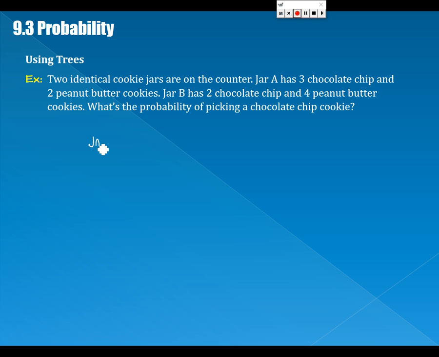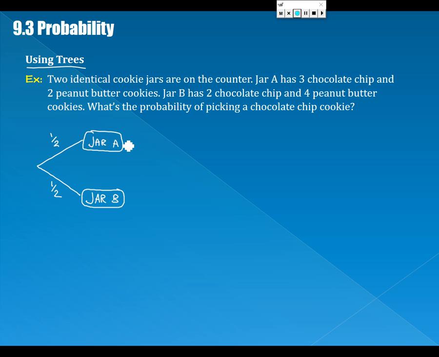Okay. So I'm going to organize this using a tree, because that's one of our favorite tools. We've been using that recently. We've got jar A and jar B, and because of the circumstances I've described, the probability of getting jar A or jar B is 1/2 and 1/2. I'm trying to paint the picture that they're equally likely.